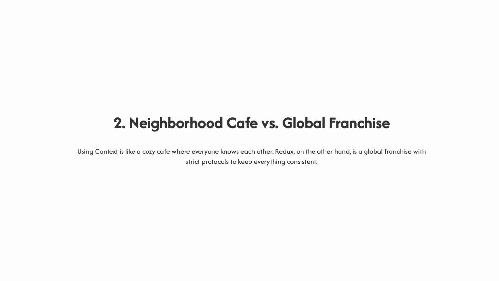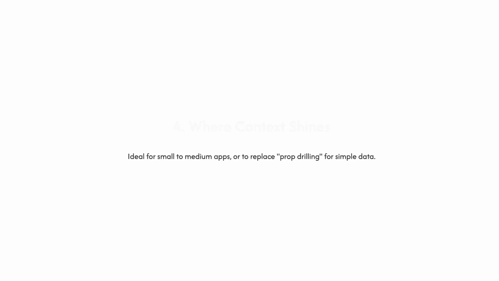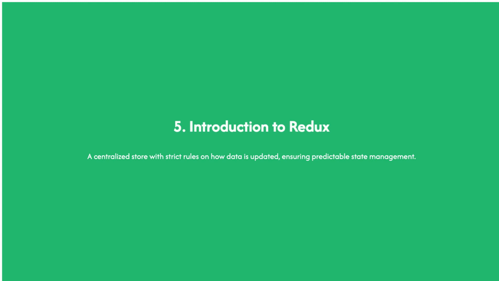For a small group of customers, a local cafe runs smoothly. But once you scale nationwide, you need standardized rules, systems, and possibly more overhead, just like Redux. Context is minimalistic. You set up a provider and consume it wherever needed, perfect for straightforward cases like theming or authentication. But once your app grows, complexity might increase. If you're building a straightforward user dashboard or want to pass user data through multiple components, context is a simple built-in solution. Redux uses actions, reducers, and a single store for the entire application.